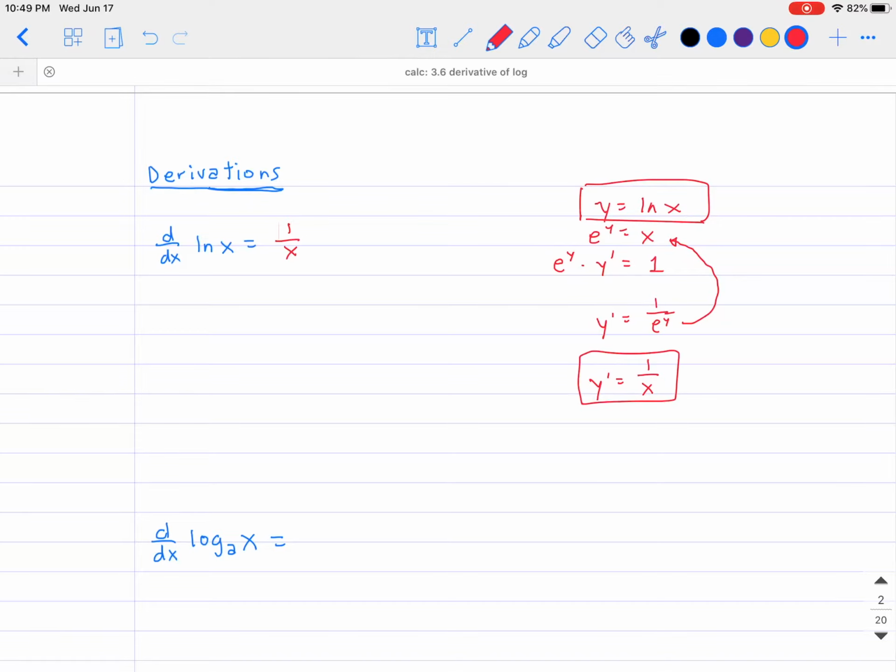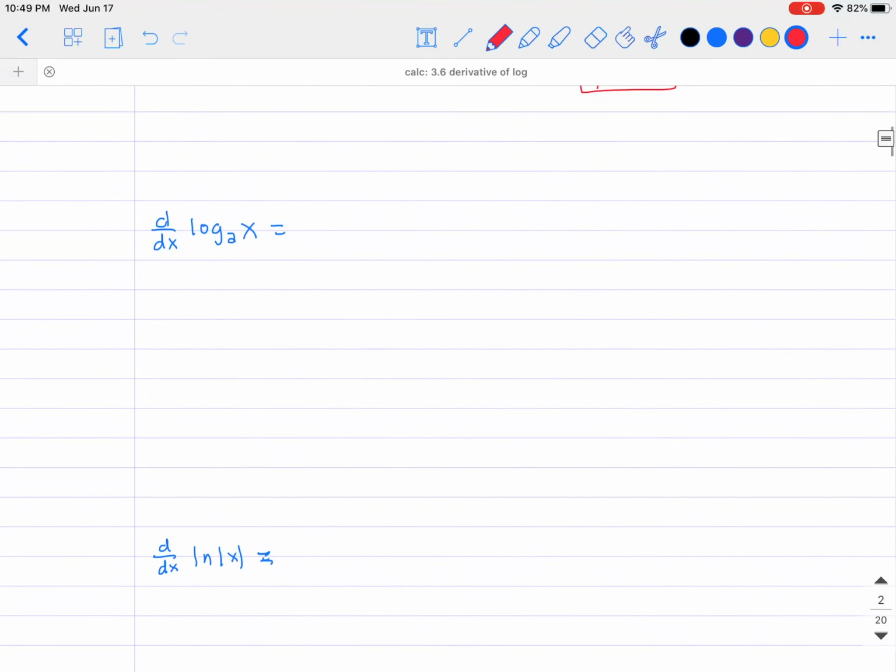Now, going to the second part, I want to take the derivative of not natural log, but log base a of x. In the same manner, I'm going to say y is equal to log base a of x. And just like the previous derivation, we're going to move the log base a to the other side because I don't know how to take the derivative as is.